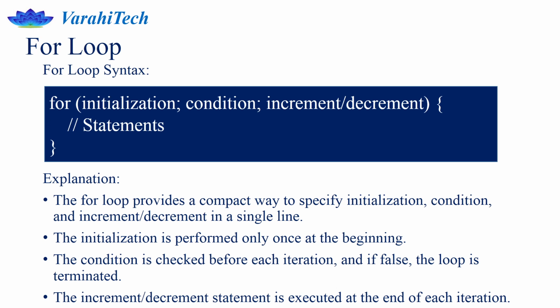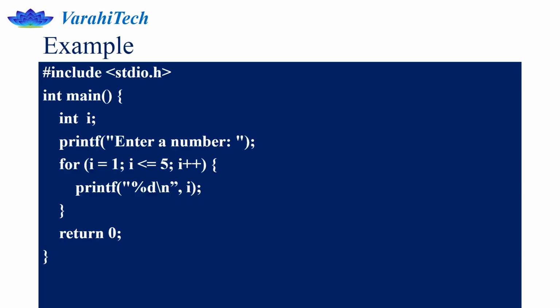Here we have the for loop syntax. Syntax begins with the keyword for, then within the brackets we have to initialize, then the condition and the increment or decrement operator, which is followed by the code to be executed. Here we have a simple C program using for loop.